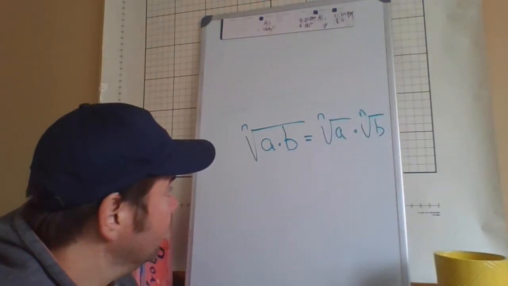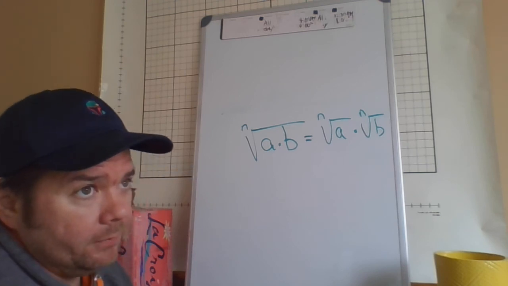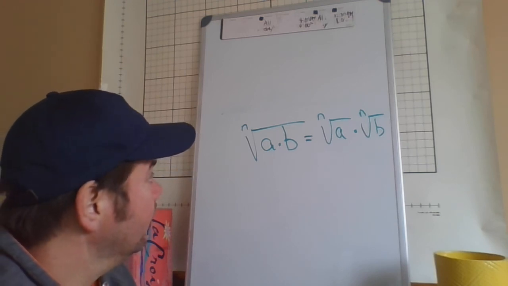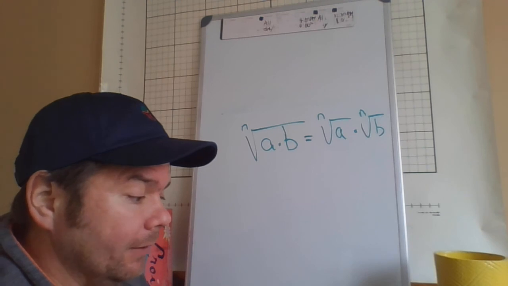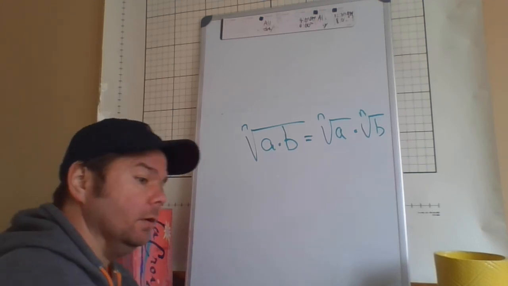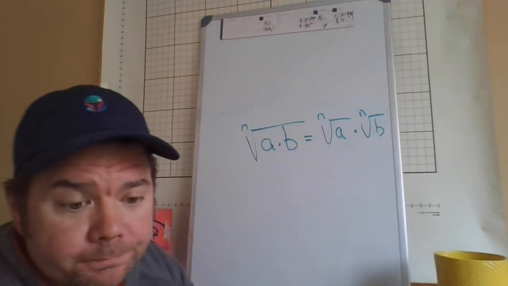Okay, now, how do we actually use that rule in the process of simplifying radical expressions? Well, that's what we're going to talk about on the next page. This is now the end of part 1. See you later.